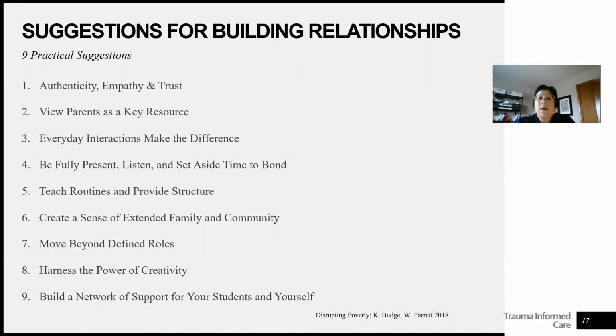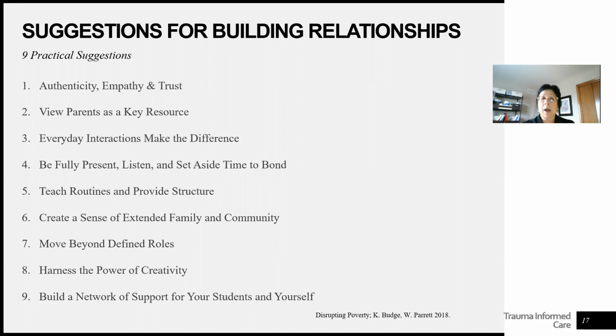Realize that they might not have had a good school experience, recognize that they might be distrustful, and work super hard in building that relationship with the parents. Everyday interactions make the difference. Be present, listen, set aside time to bond with that student.